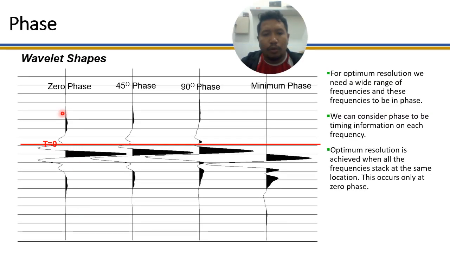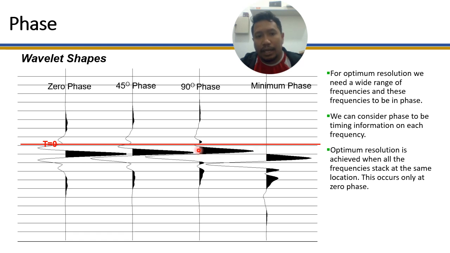So in terms of wavelet phase shapes, all these wavelets have an identical amplitude spectrum. The only difference is that they have different phase spectra. Seismic sources tend to be close to minimum phase. It is a zero phase wavelet that gives the best resolution for any given amplitude spectrum.